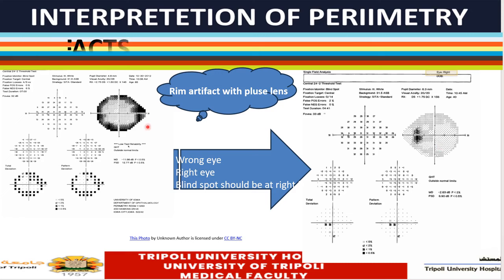The other mistake is the ring scotoma, or rim artifact. It's called rim artifact due to wearing thick glasses, most likely more than +4 diopter. So this should not be interpreted as a concentric generalized depression of the sensitivity of the retina, but this is an artifact due to the wearing of high thick glasses.